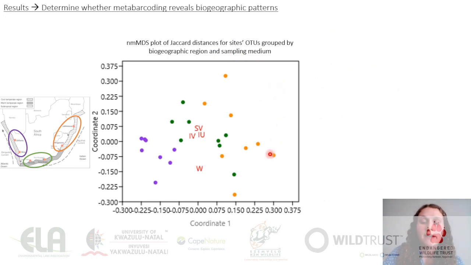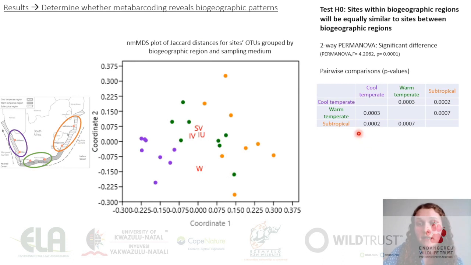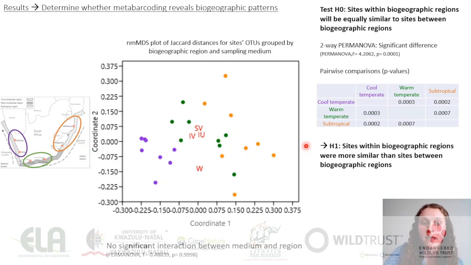So next we can investigate whether the clustering is significant for biogeographic regions. The two-way PERMANOVA found that there was a significant difference, very significant. In particular, cool temperate was more similar to warm temperate than subtropical, which we'd expect given that cool temperate and subtropical are on opposite sides of the coastline. As such, sites within biogeographic regions were more similar than sites between regions, and there was biogeographical clustering. In addition, the two-way PERMANOVA found that there was no significant interaction between medium and region.